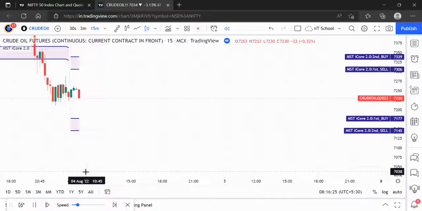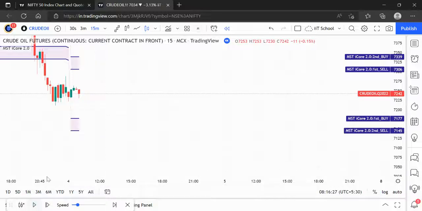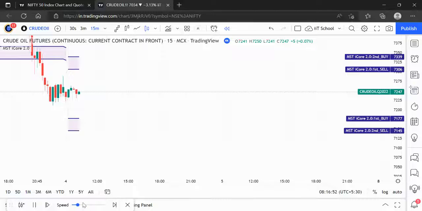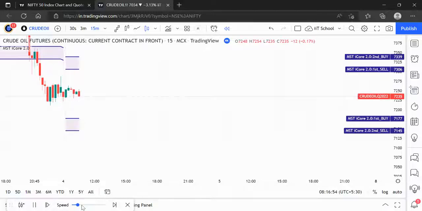So now we got four lines formed, right? Now, if the market is going first to the upper side, we will be selling at 7306. If the market is coming down to 7177, we will be buying. So whichever comes first, only that side we have to trade, the other side we have to ignore. Don't forget. Now coming back to our system. Now it is playing. So let us see what has happened. I will increase the speed.